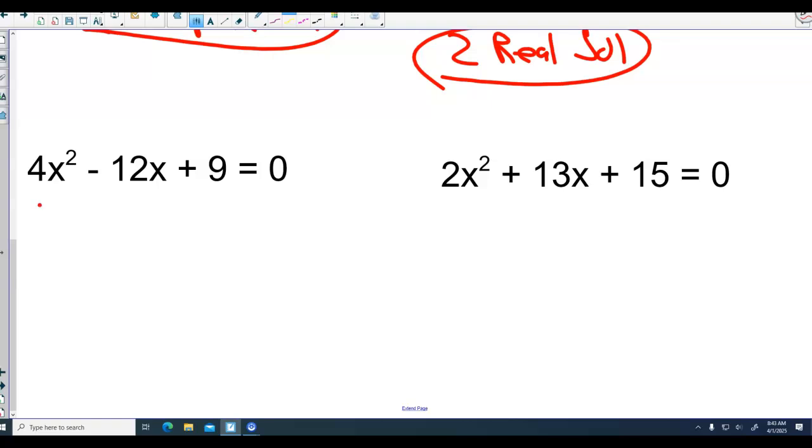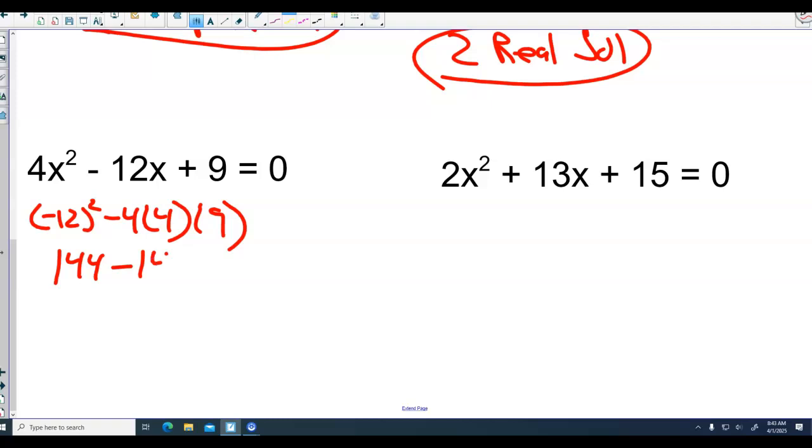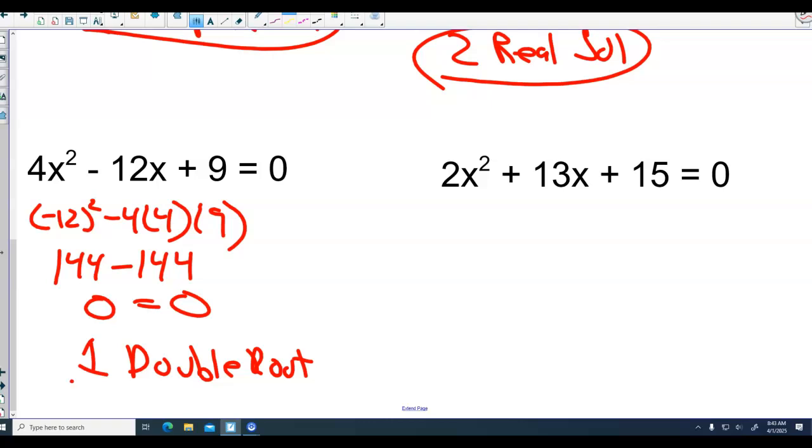Down here, negative 12 squared minus 4 times 9. That's 144 minus 144. 0 equals 0. That answer is 1 double root. And on these problems, I don't want you to find the answer. You don't get any bonus by finding the actual answer. I just want the nature of the solutions.